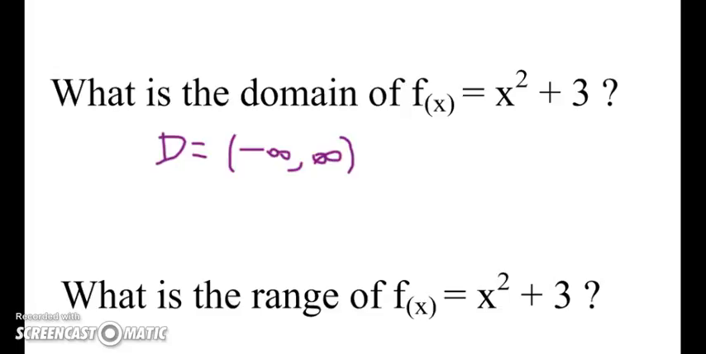And the range. So what are the output values? When I square any number and then add 3 to it, I know the right bound, the upper bound, is always going to be infinity. But what about the left bound? What's the minimum value of this? The smallest possible value for the output, for the y, would be 0 squared plus 3. So the range would be 3 to infinity, including the 3, so we put the bracket.